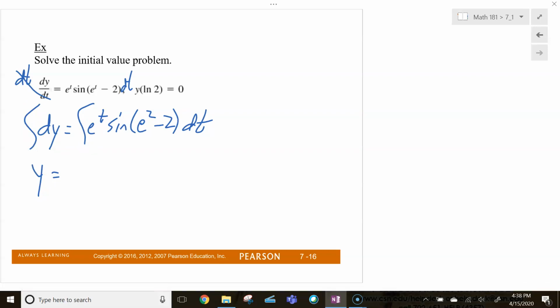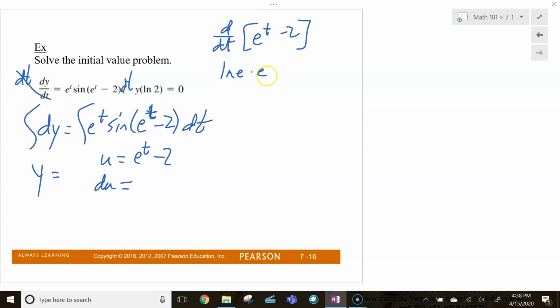Now we're stuck looking at this, thinking, how am I going to do this? Well, I have to use the old u substitution. So let u be e to the t minus 2. And so du/dt, I'm taking the derivative of that: the derivative of e to the t minus 2, the derivative of the constant is 0. The derivative of e to the t is e to the t times the ln of e, which is just 1, so it ends up being e to the t. And then you take the dt over.